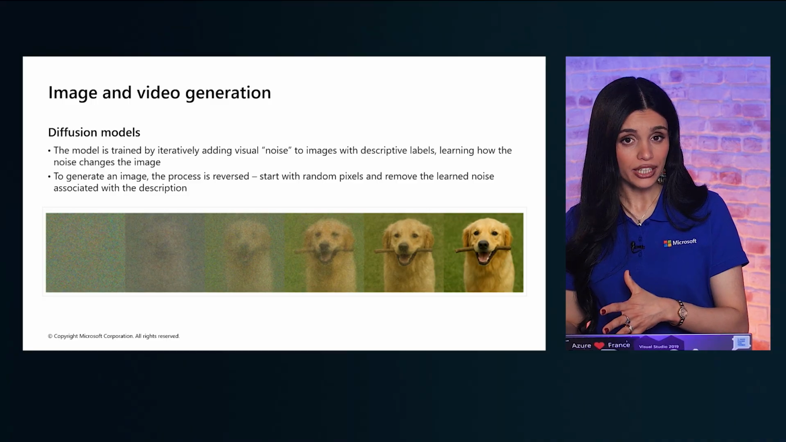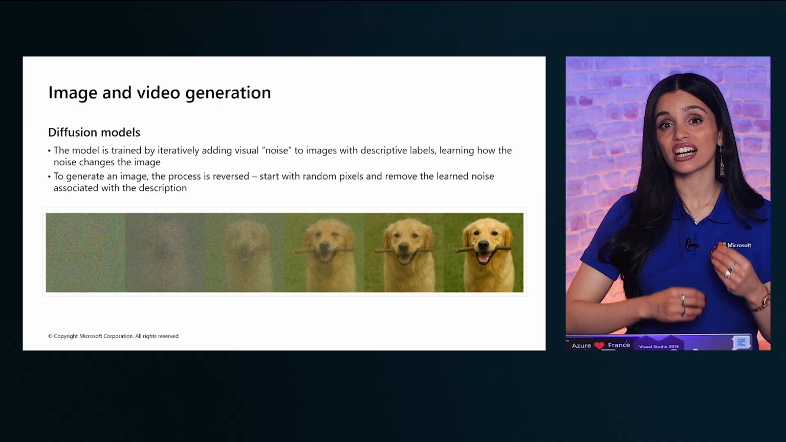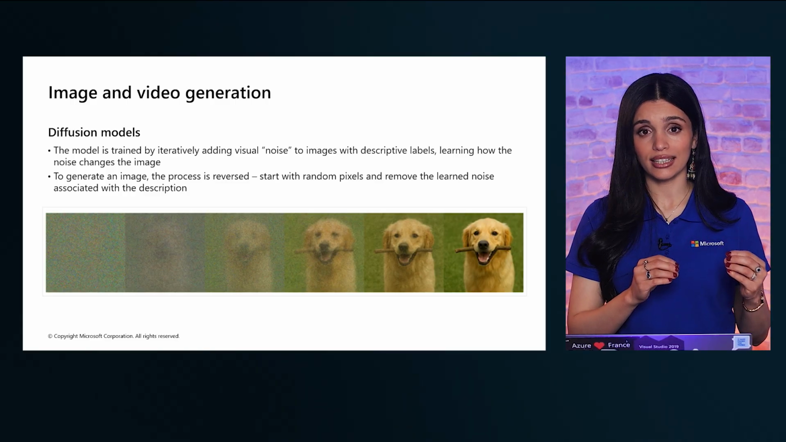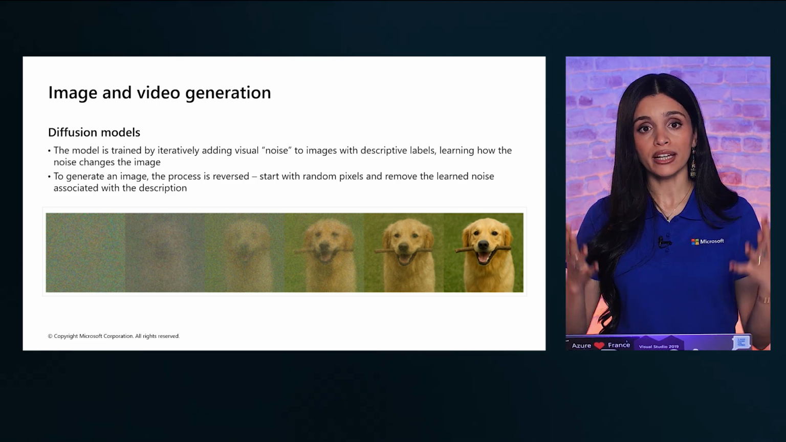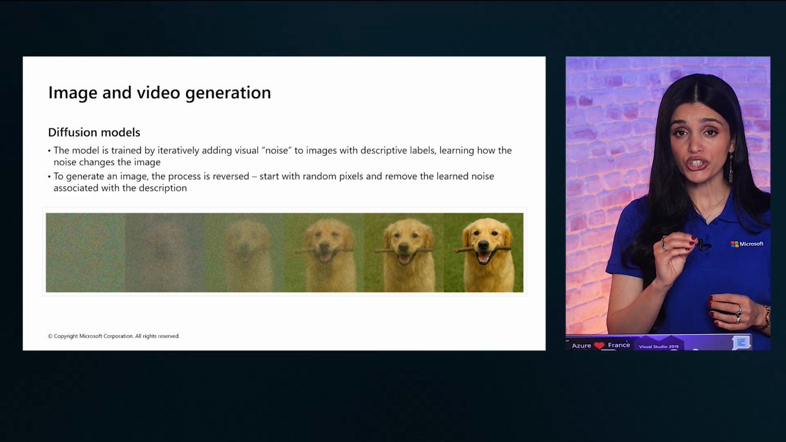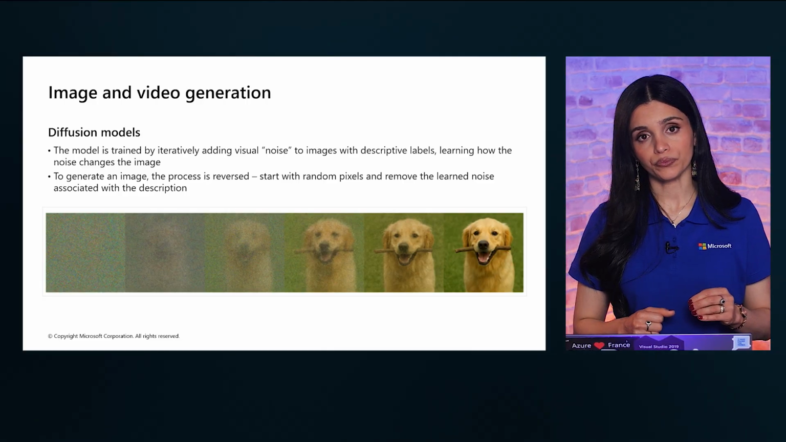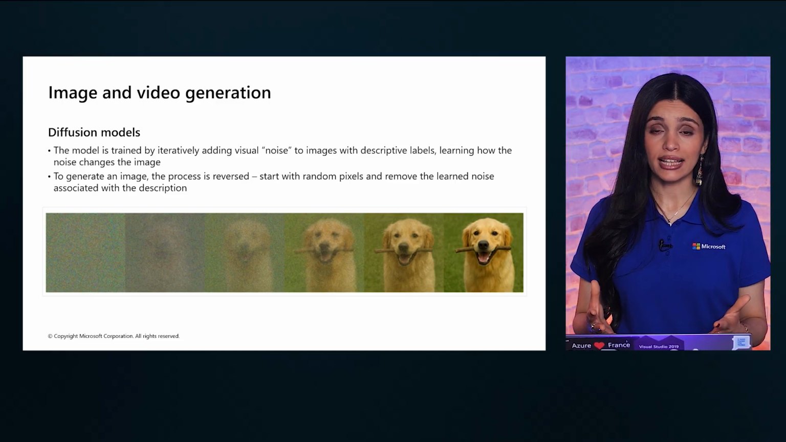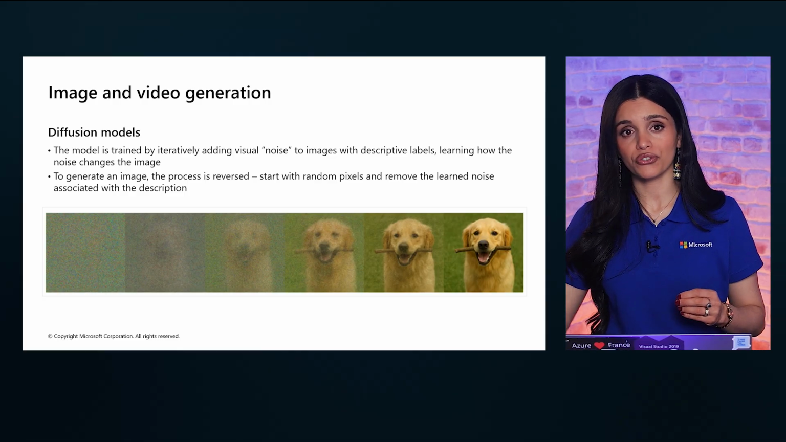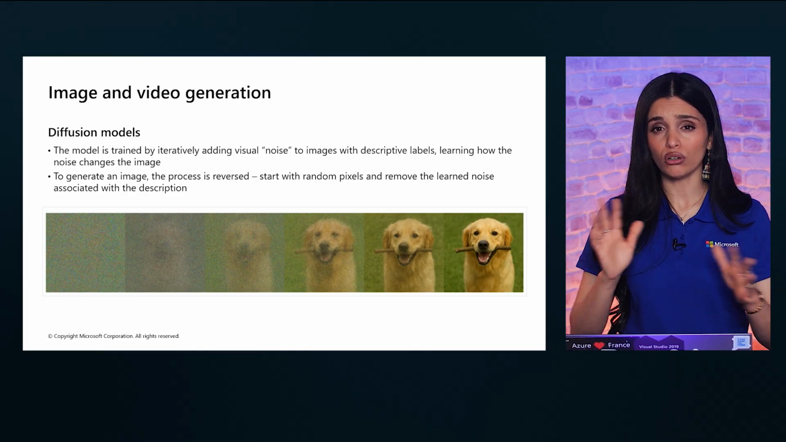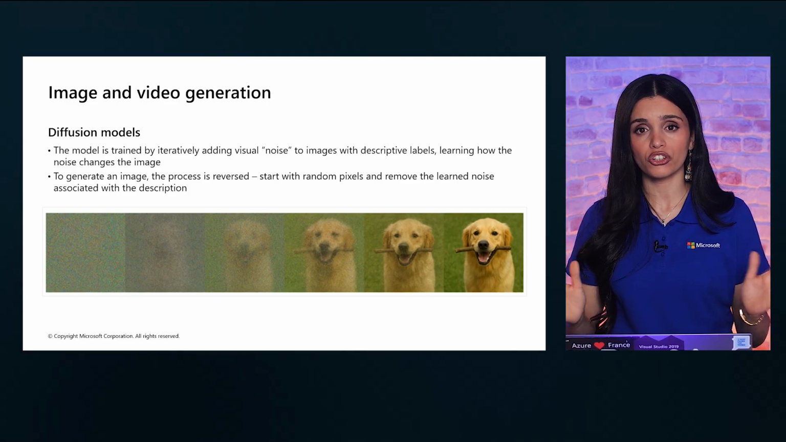When generating a new image, the process is reversed. The model starts with random pixels, like TV static, and then removes noise step by step, until a meaningful image appears. Each step makes the image clearer and closer to the description. A simple way to understand this is it's like sculpting an image out of static. You start with a block of noise and gradually remove what doesn't belong until the final shape appears.